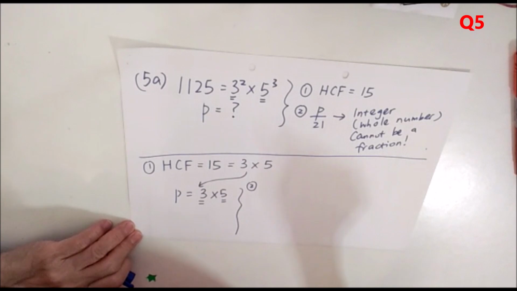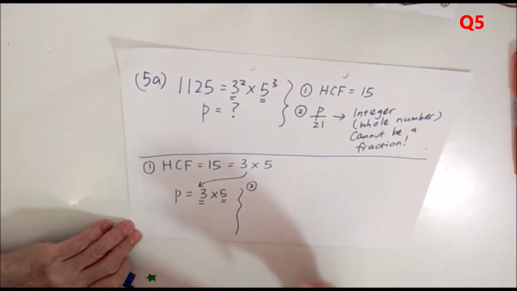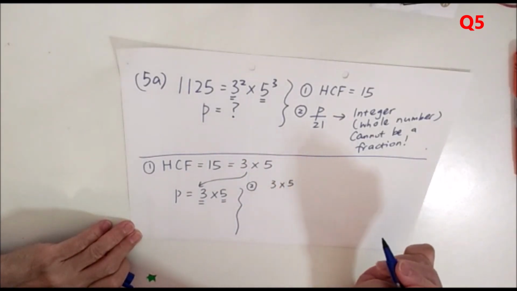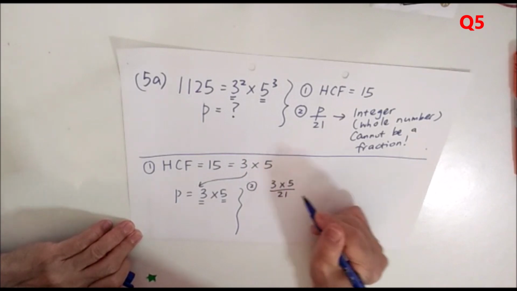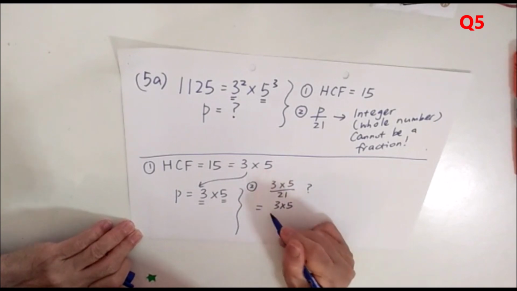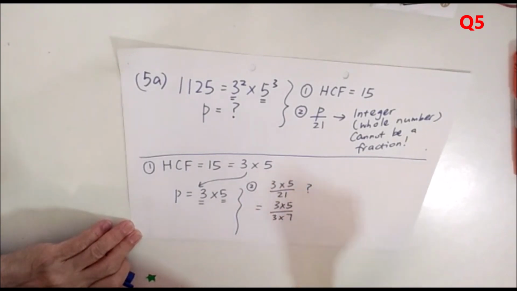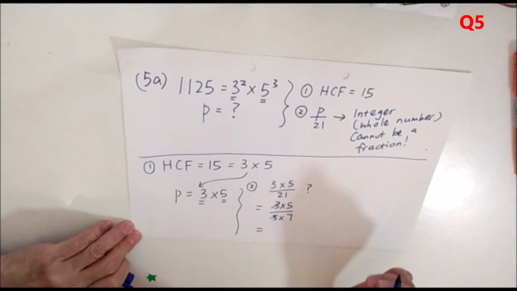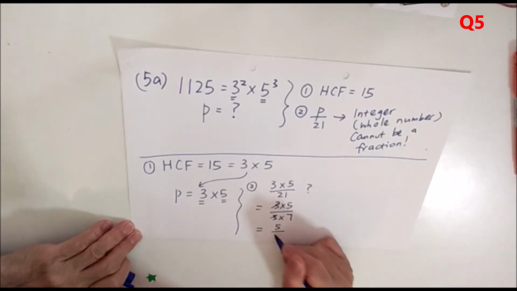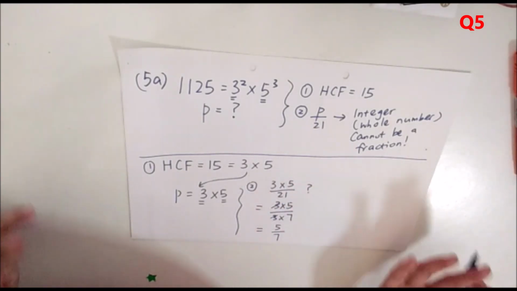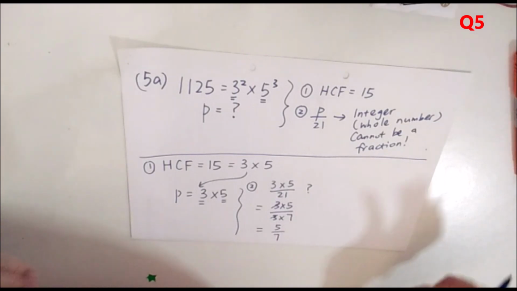If you have P as 3 times 5, would that be divisible by 21? Let's check. So 3 times 5, is it divisible by 21? 3 times 5 divided by 3 times 7. You can cancel out the 3 and you will be left with 5 over 7, which is obviously a fraction, and therefore not divisible by 21.